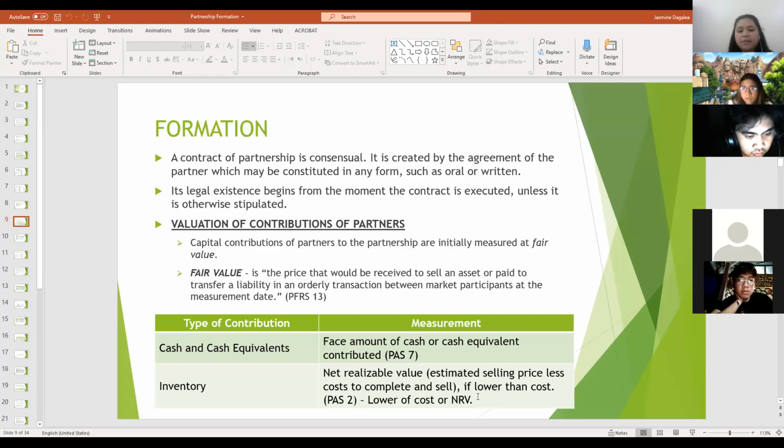If the NRV is 250 pesos and the cost of buying the inventory is 200, you will use the cost of the inventory, whichever is lower between the two. That is what you will be using in the inventory valuation. Okay? Is the lower of cost or NRV clear?